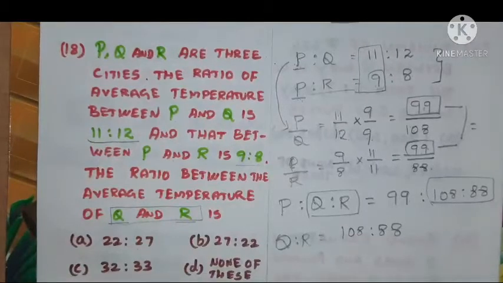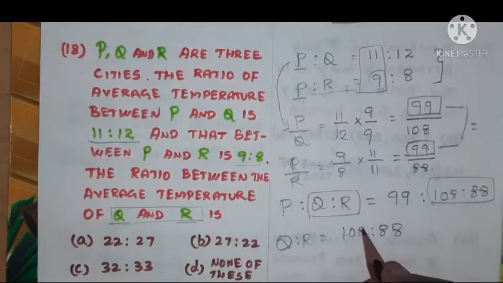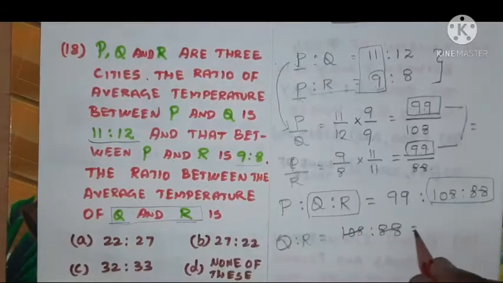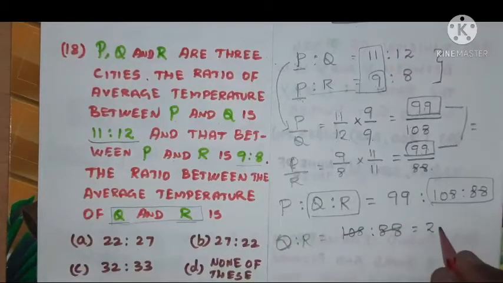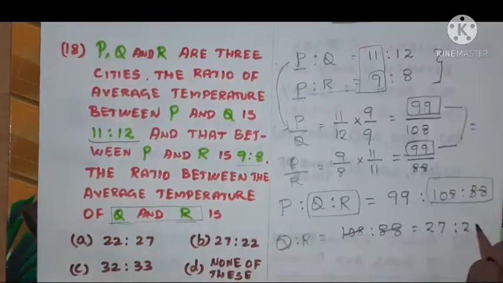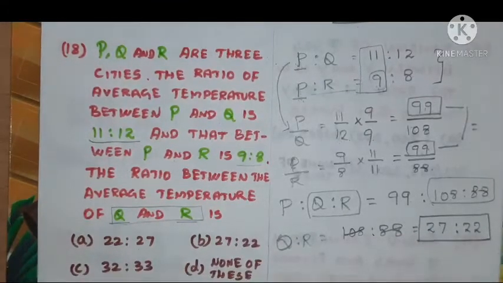Further, can we reduce this? Yes, of course we can reduce by 4. Divide by 4. So 27 fours are 108 and 22 fours are 88. So 27 is to 22 is the answer we got.